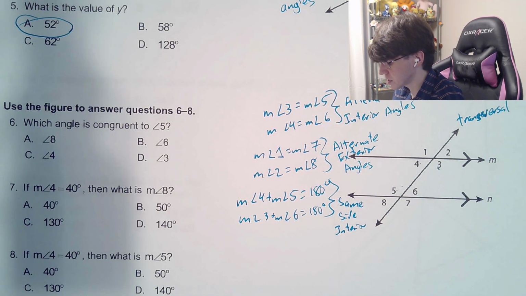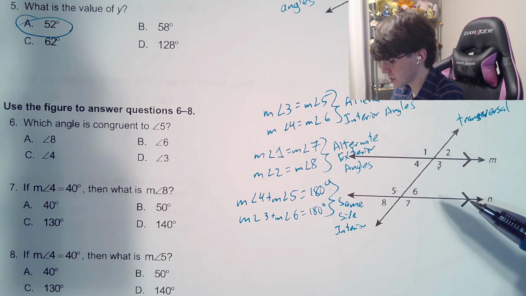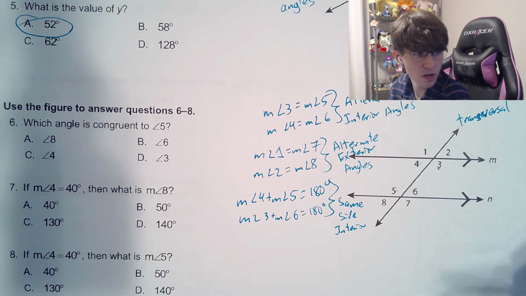Technically, there's also same side exterior, but for one reason or another, it's not technically on the curriculum, so we didn't put it there. But if you wanted just to know for yourself, 1 and 8 would be same side exterior, and 2 and 7 would be same side exterior, and they also add up to 180.